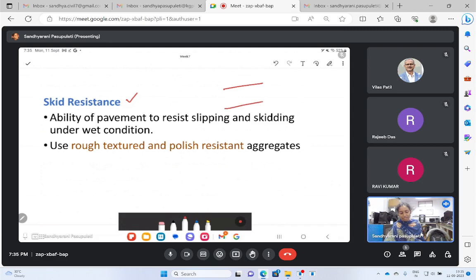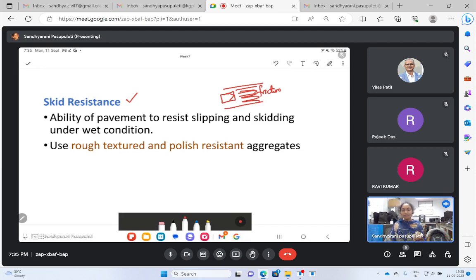When we actually construct a pavement, it has some inbuilt resistance or friction. So when a vehicle moves on the surface of the pavement, because of the friction between the tires and the pavement, it will not slip easily. In rainy season, what happens? There will be a water film on the surface of the bituminous pavement. Whenever water comes in contact between the vehicular tires and the pavement, the friction will be reduced, thereby the vehicle will slip towards the sides.